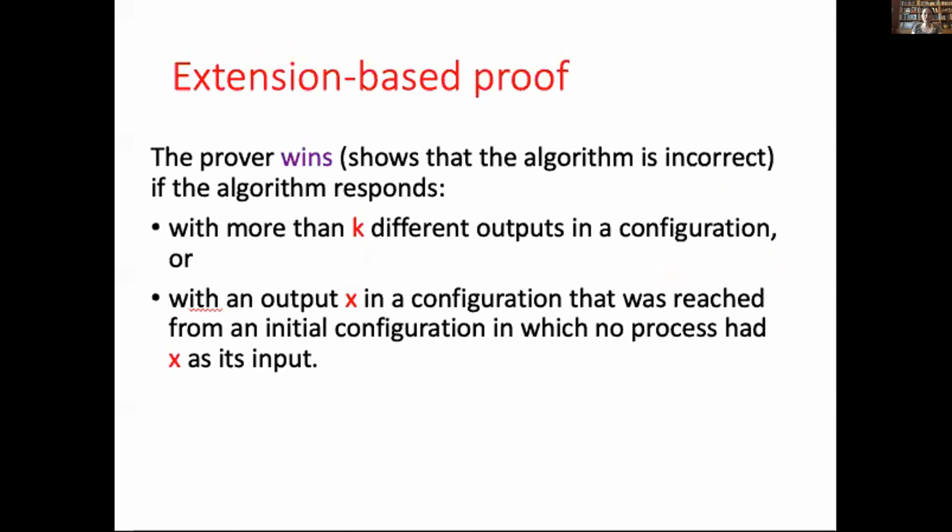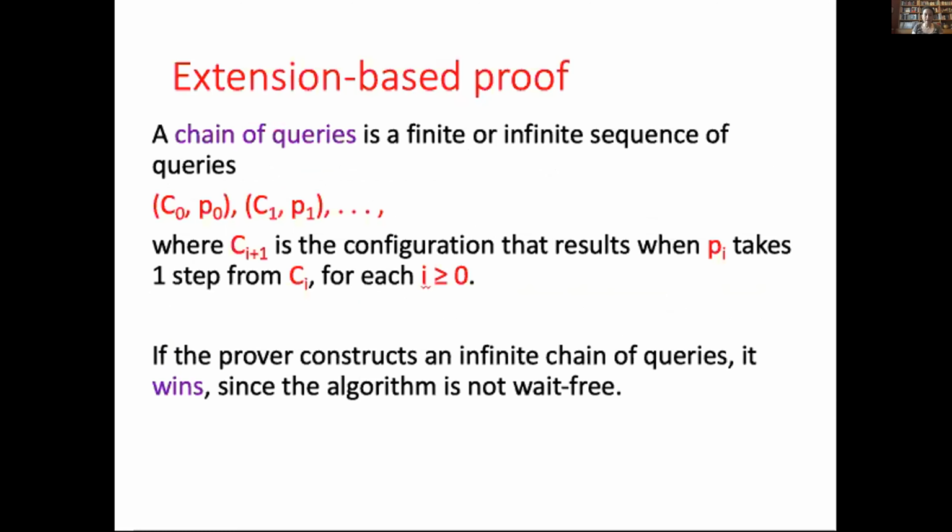The prover wins by showing that the algorithm is incorrect. One way the prover wins is if the algorithm violates agreement or validity. A chain of queries is a sequence of queries where the configuration resulting from one query is the input configuration to the next query in the sequence. Another way the prover can win is if the algorithm allows it to continue a chain of queries indefinitely, violating wait-freedom.